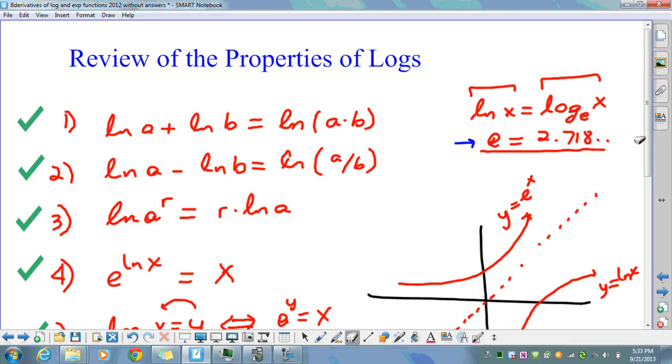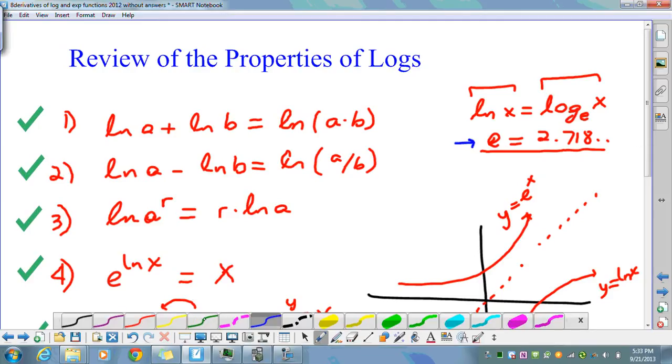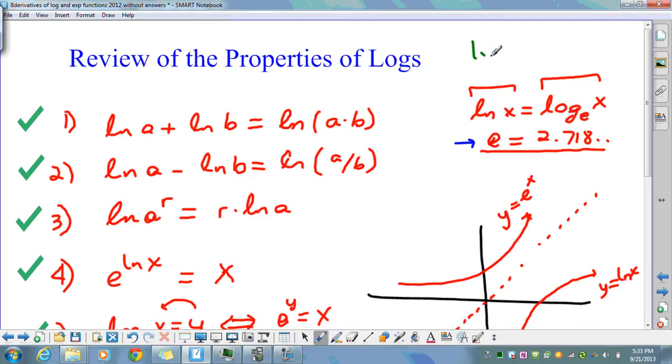So let's remember these properties of logs as we see on the screen. Natural log of a plus natural log of b equals natural log of a times b. And this could be log to any base. It could be log base 5, it could be log base 10, and if it's log base 10, it can also be written simply as log of x. So I could have the same property here that says log of a plus log of b equals log of a times b. And that's sometimes referred to as sum of two logs equals logarithm of the product.